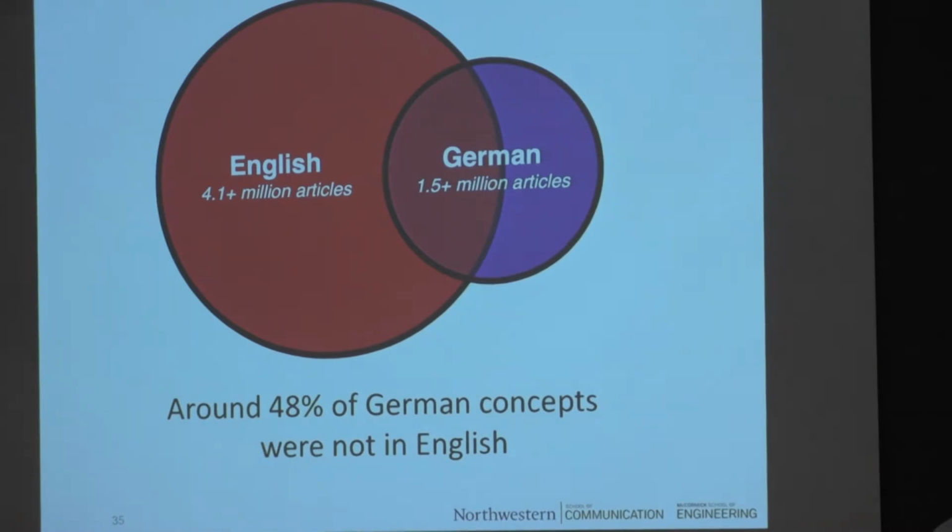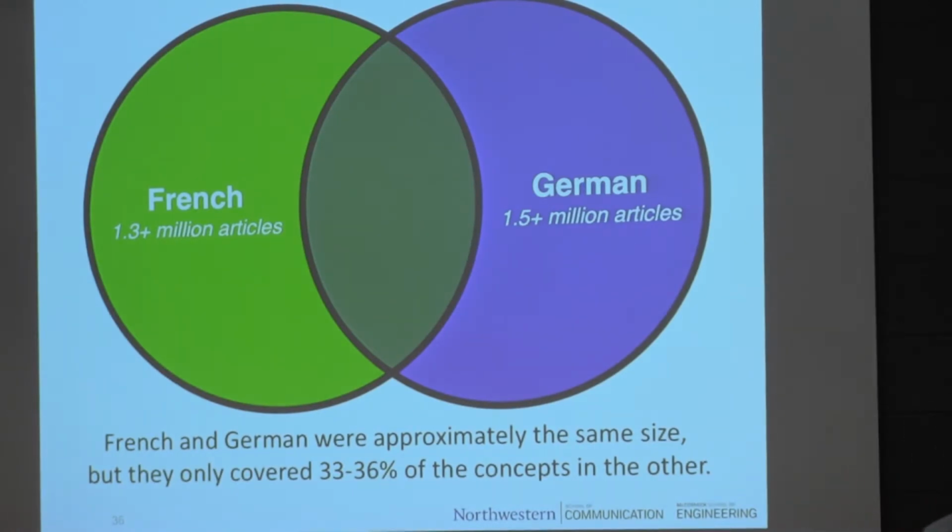So these are the 2 largest Wikipedia language editions. This is English and German. And we see that around 48% of German concepts do not exist in the English Wikipedia. Similarly, if we look at similar size, so French and German, we see that only about 33 to 35% of the concepts exist in both of these language editions. So when we start to tease these apart and look at them in a pairwise fashion, we see a whole heck of a lot of unique information across language editions.